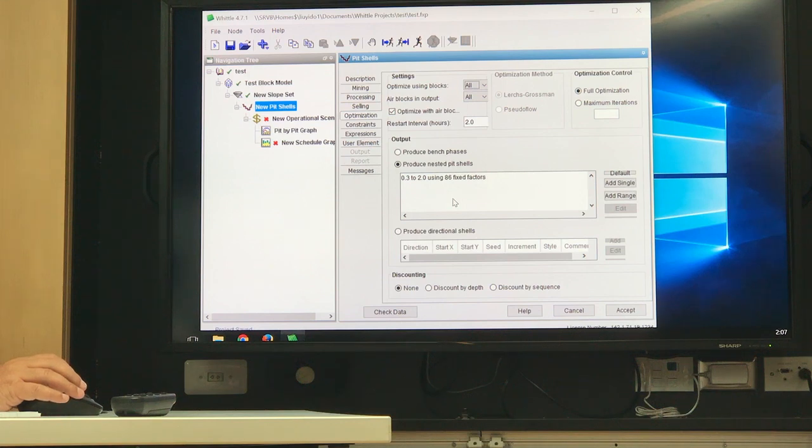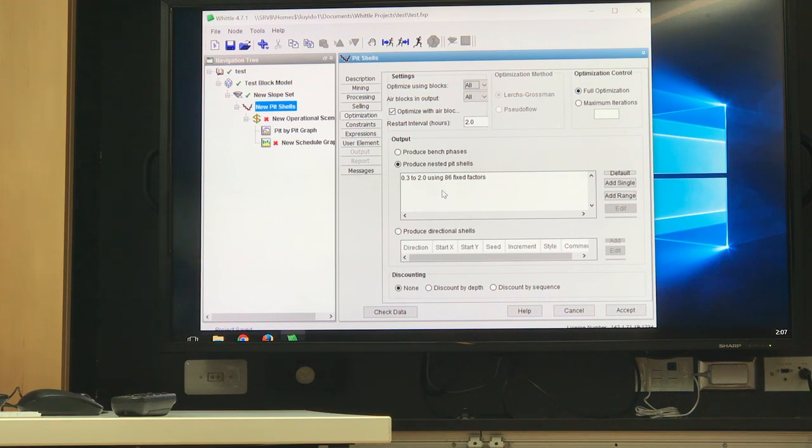Now is that 0.3 to 2.0 the default? Yes, generally it's ranging between 0.3 to 2, which basically starts from 0.3 and gradually increases until it reaches 2, and it's going to generate 86 pit shells. We call them, you remember, nested pit shells.